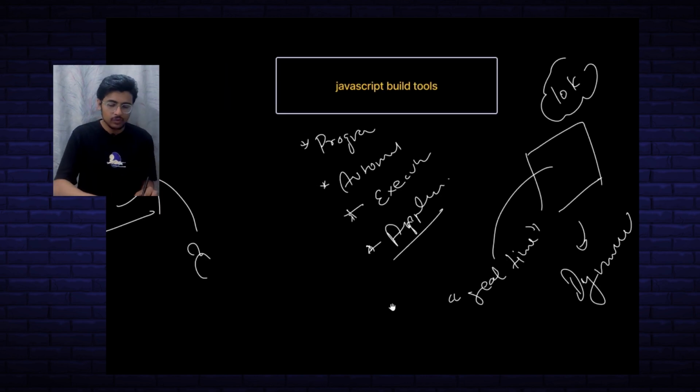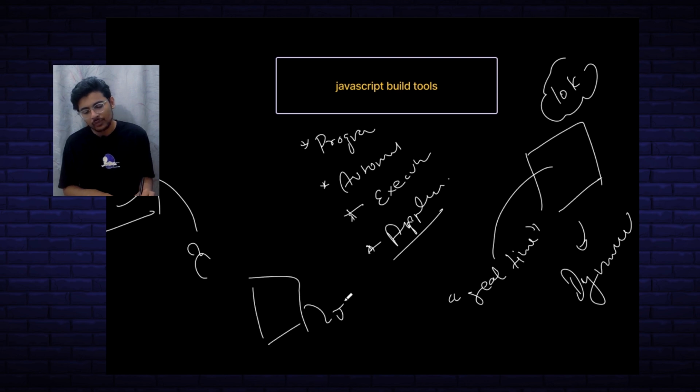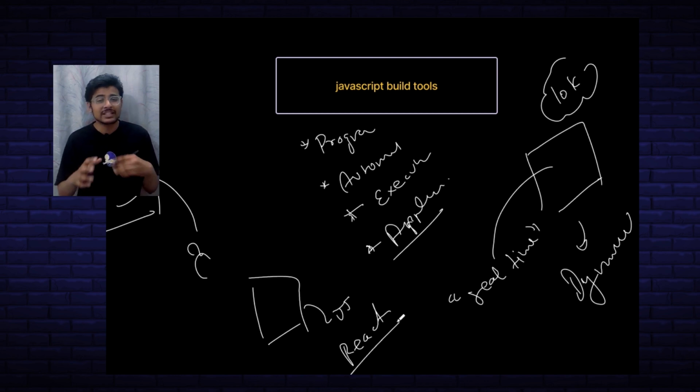Let me give you an example for that. For example, you are creating a dynamic website with the help of JavaScript. Now you need to write a lot of code. For that, you can use React, and all those React fancy syntax can be compiled into JavaScript so that the browser can execute it, okay? And for that, we need JavaScript build tools.